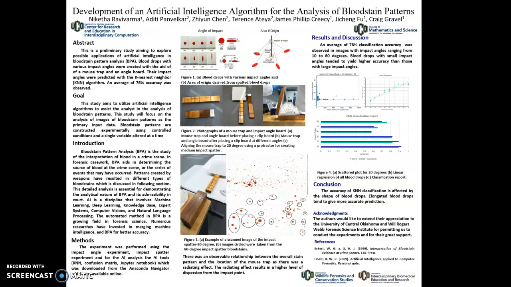So I removed those images that have poor prediction accuracies, namely impact angles 70, 80, and 90, keeping only the impact angles from 10 to 60, and then the prediction accuracy goes up to 76%. Well, that is not a great number, but I feel it is a little bit better than 60%.